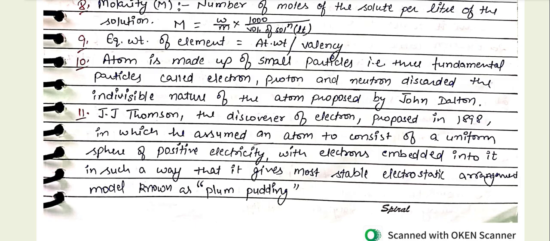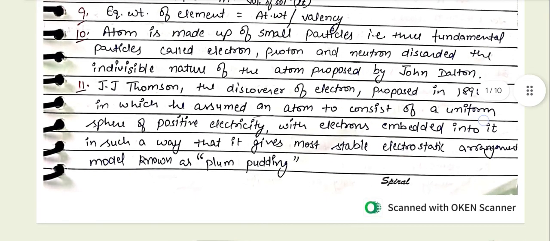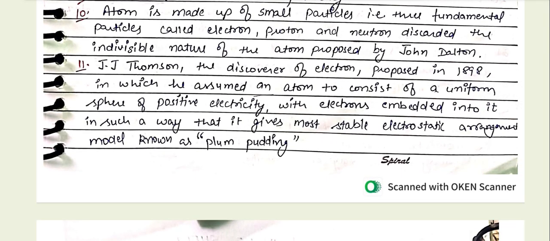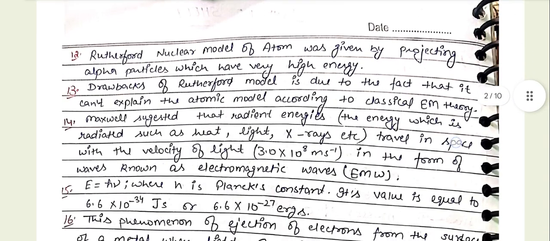Atom is made up of small particles, the three fundamental particles called electron, proton and neutron, which discarded the indivisible nature of the atom proposed by John Dalton. J.J. Thomson, the discoverer of the electron, proposed in 1898 a model in which he assumed an atom to consist of a uniform sphere of positive electricity with electrons embedded into it in such a way that it gives the most stable electrostatic arrangement. This model is known as the plum pudding model.